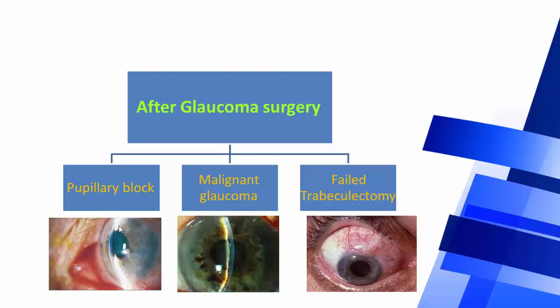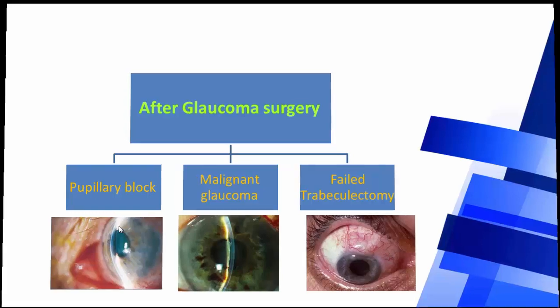Different causes lead to a rise of the intraocular pressure after glaucoma surgery. The first cause is pupillary block, in which the anterior chamber is shallow and the iris passes forward and closes the angle between it and the back of the cornea. The second cause is malignant glaucoma, which is called aqueous misdirection glaucoma, in which aqueous passes backward instead of passing forward. Passing of the aqueous backward will lead to pushing of the vitreous forward, which will push the lens, and the lens will push the iris and close the angle. And lastly, failed trabeculectomy, which can be an early failed trap or a late failed trap.